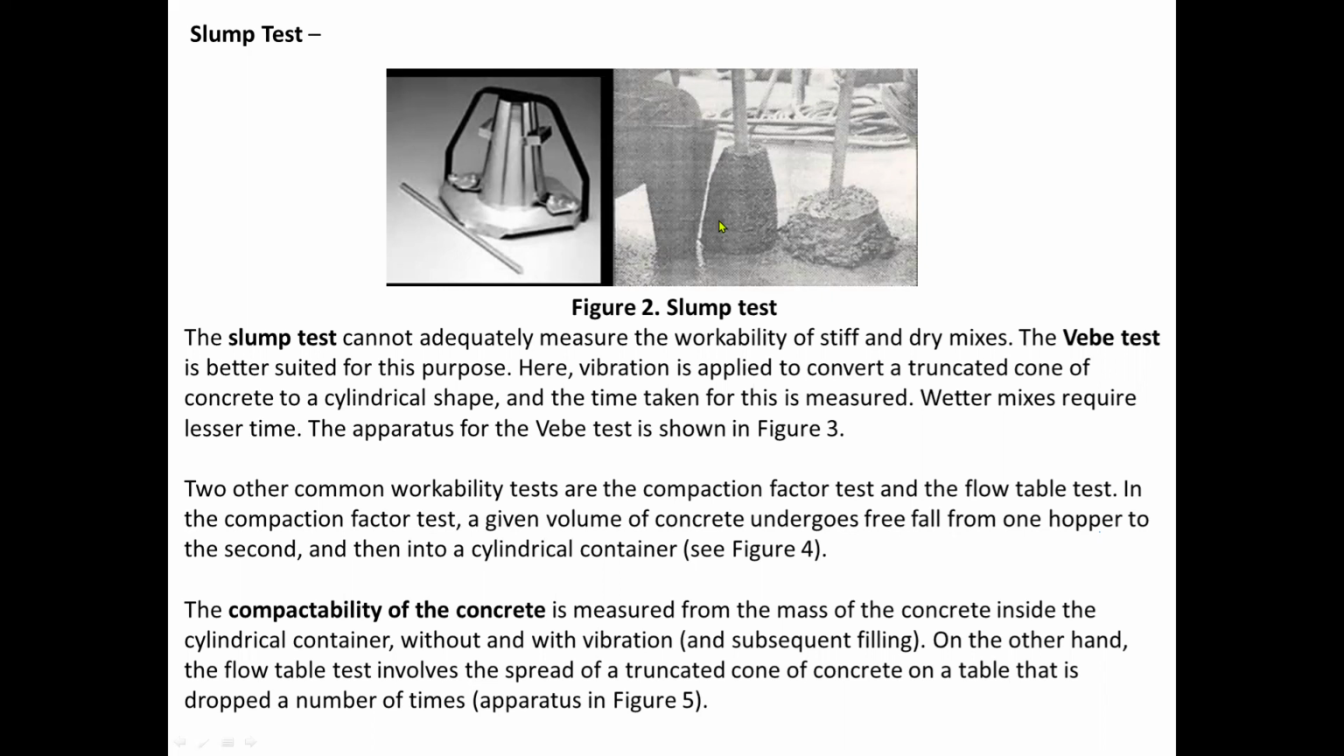Two other common workability tests are the compaction factor test and the flow table test. In the compaction factor test, a given volume of concrete undergoes free fall from one hopper to the second, and then into a cylindrical container, as we can see in figure 4 in our following slide. The compactability of the concrete is measured from the mass of the concrete inside the cylindrical container, without and with vibration, and subsequent filling. On the other hand, the flow table test involves the spread of a truncated cone of concrete on a table that is dropped a number of times.